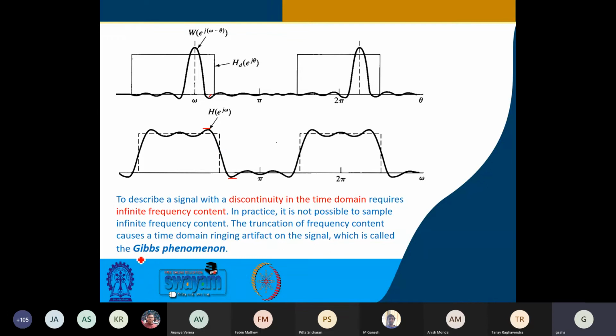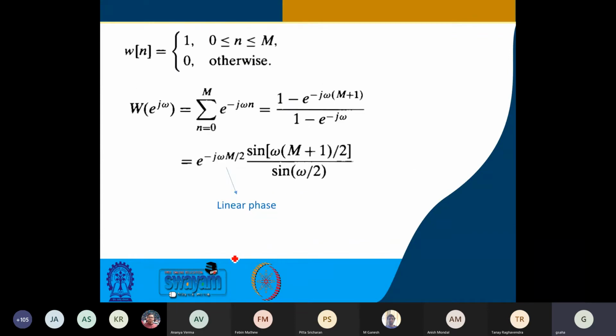And this is how the Gibbs phenomenon is defined. It has been on the screen for long. This ringing artifact that you see in the signal is called the Gibbs phenomenon.